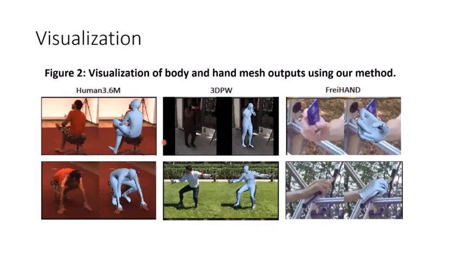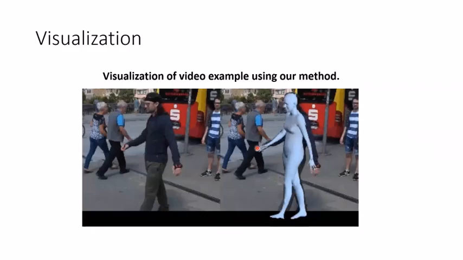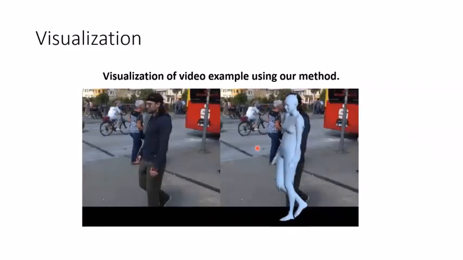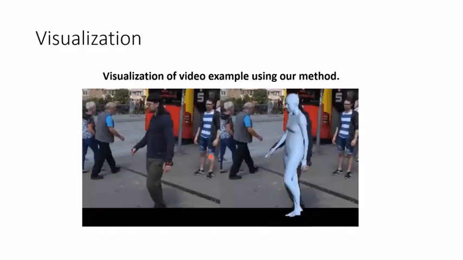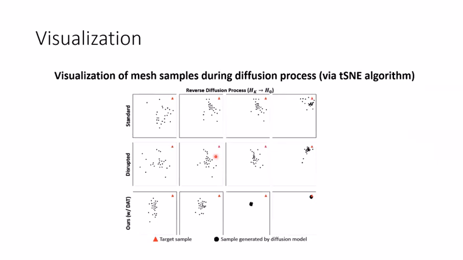Next, we visualize the output using our method and find that our method effectively recovers the mesh even under ambiguity and produces high-quality mesh results. Next, we also visualize our method when applied to a video, where we also produce high-quality results. Lastly, we also observe that our method with DAT converges quickly and smoothly towards the target as compared to the other baselines. For more ablations and visualizations, please refer to the paper and supplementary.